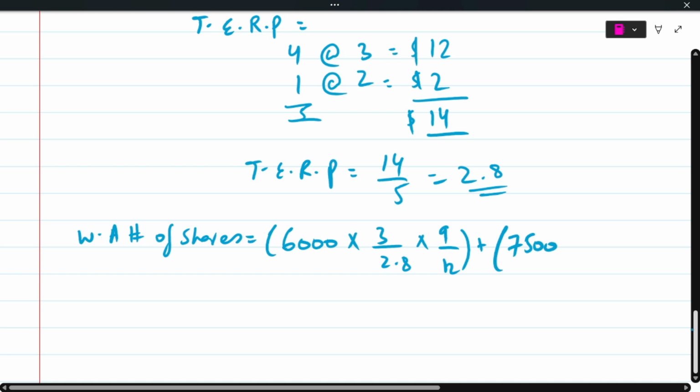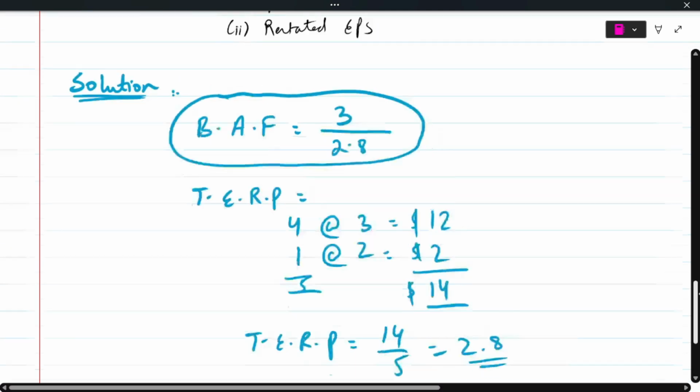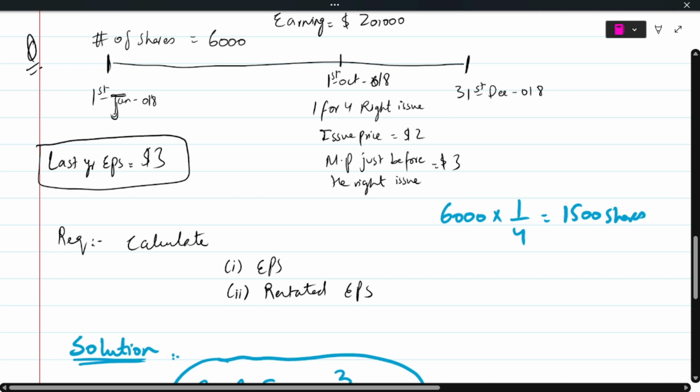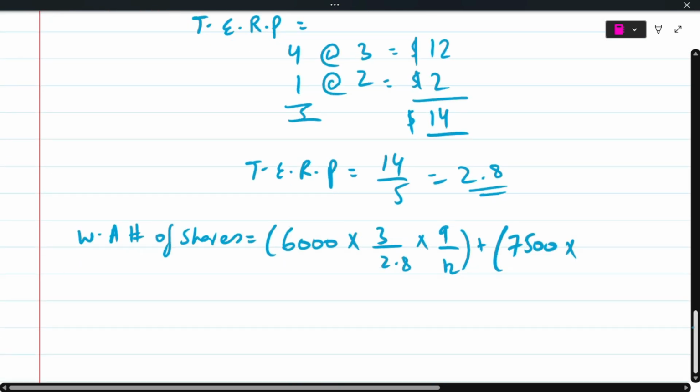Okay, and how many months are these in issue for? From 1st October to 31st December. These are 3 months. So I'm just going to do my 3 over 12, correct? No multiplying with the bonus adjustment factor. Once I have done this, I am getting an answer that is 6,696 shares.